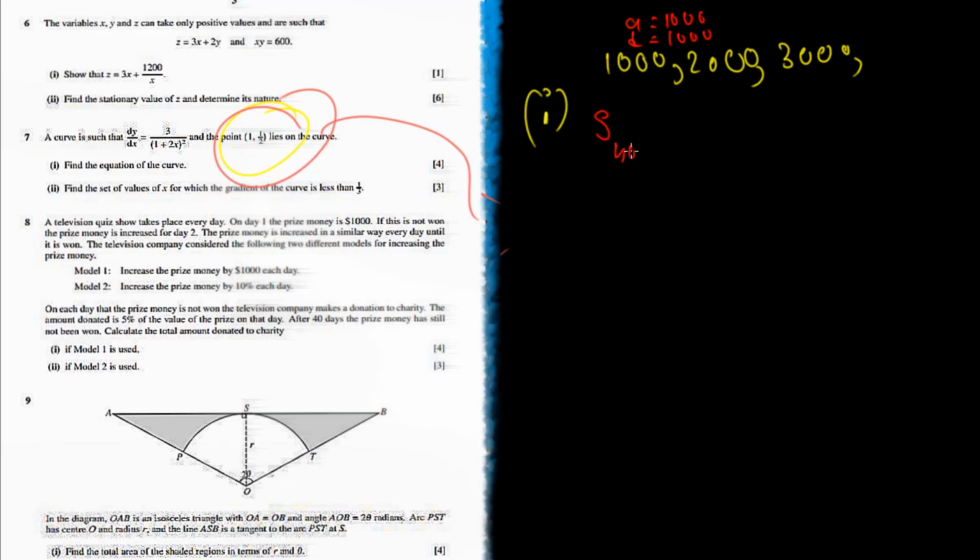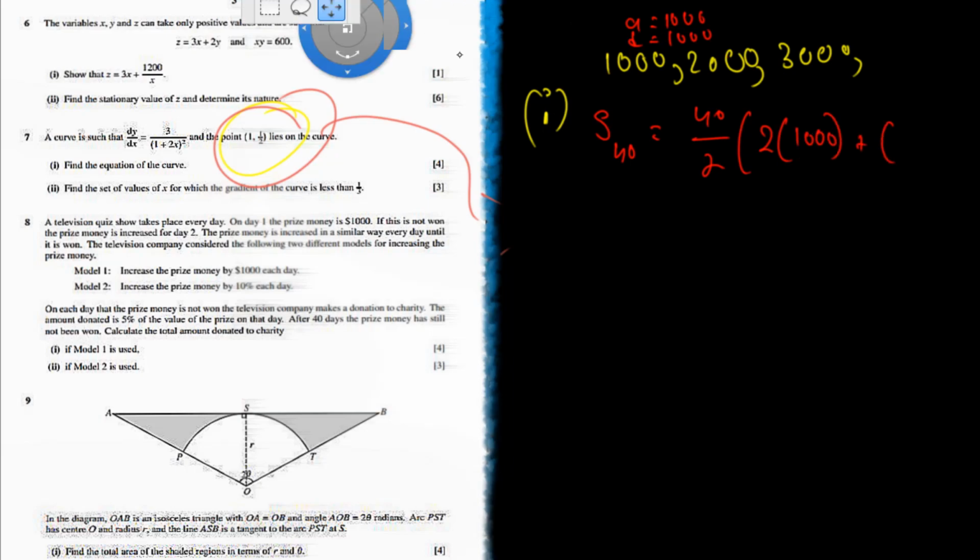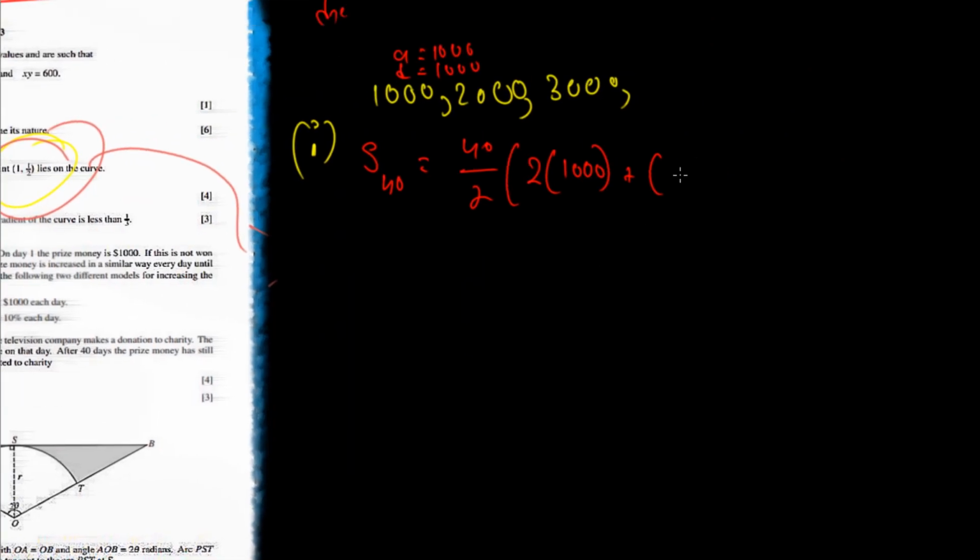So S of 40 is equal to 40 divided by 2, multiplied by A, in this case 1000, plus N, in this case 40, N minus 1, multiplied by the difference, which is also 1000. You don't need to simplify, just put it in your calculator. You should get the answer to be $820,000. That's your answer right there.